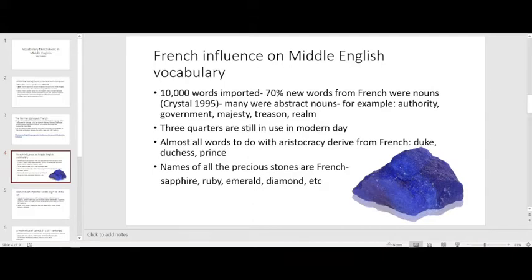Almost all words to do with aristocracy derive from France, so Duke, Duchess, Prince, and the names of all precious stones are French: sapphire, ruby, emerald, diamond, etc. This is because England wasn't really a hub for collecting precious stones. The French brought these precious stones over with them.